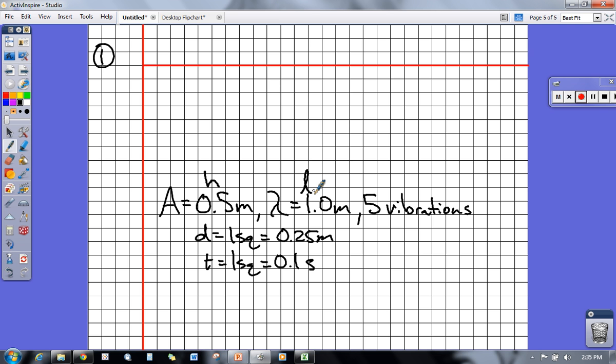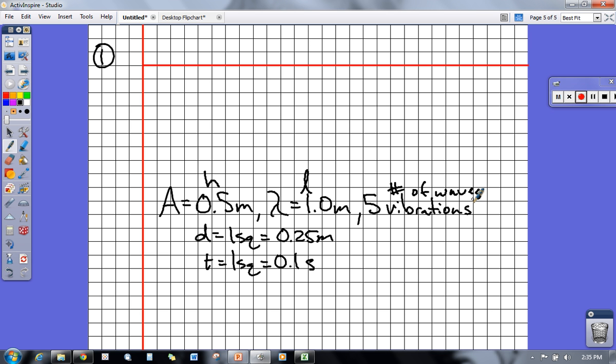And since we're labeling things, a vibration is the same as a wave. Okay, so if we have 5 vibrations, that just means that that's our number of waves. So we have, in this case, number 1, we have 5 waves because there are 5 vibrations.